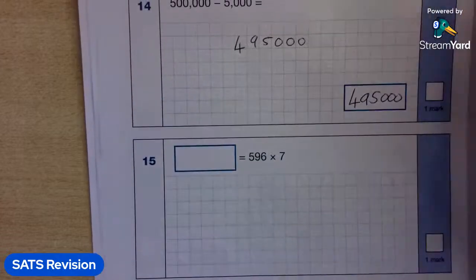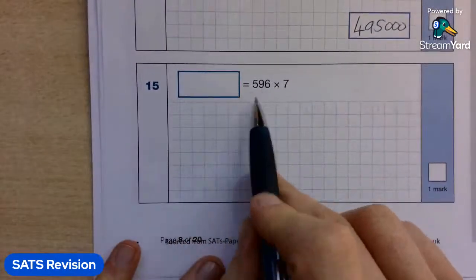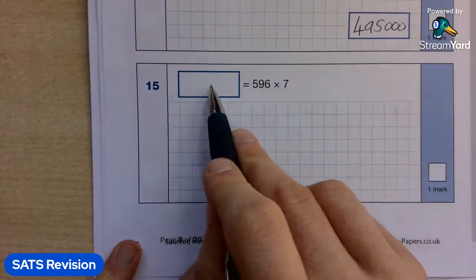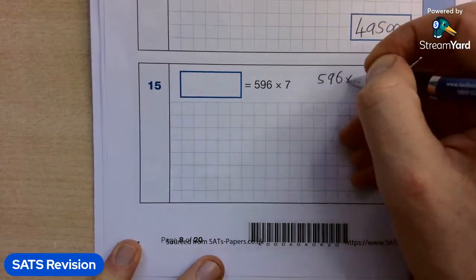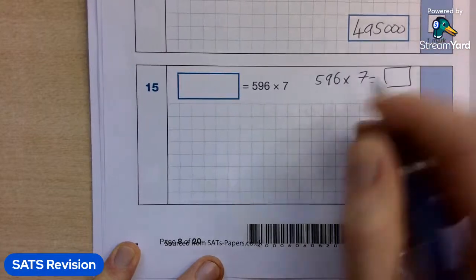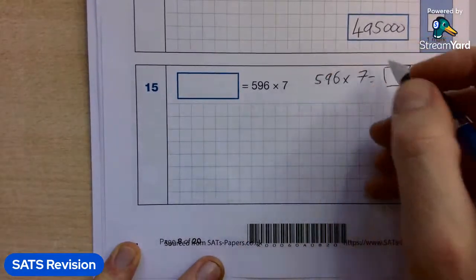Right then, next one. Oh, so you've done it the other way around here. The question is straightforward, but they've put it this equals this, and that will catch people out. It's exactly the same as this. They are the same questions.